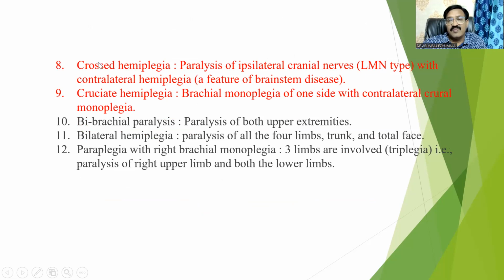Cross means cranial or lower motor neuron cranial paralysis plus opposite hemiplegia. Cruciate means the patient has weakness of one upper limb and the contralateral lower limb. Like this, it's called cross hemiplegia. Bibrachial paralysis means both upper limbs have weakness. When both lower limbs are involved, it's called paraplegia. When both upper limbs are involved, it's called bibrachial paralysis.